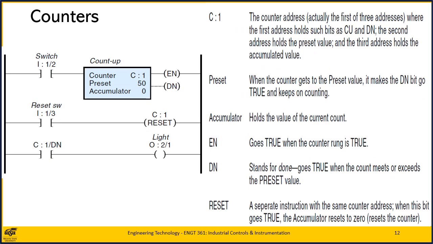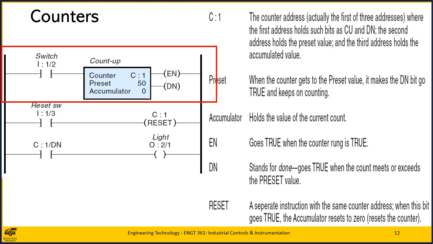A counter instruction keeps track of the number of times some event occurs. The count could represent the number of parts to be loaded into a box, or the number of times some operation is done in a day. Counters may be either count up or count down types. The counter instruction is placed in a rung and will increment or decrement every time the rung makes a false to true transition.